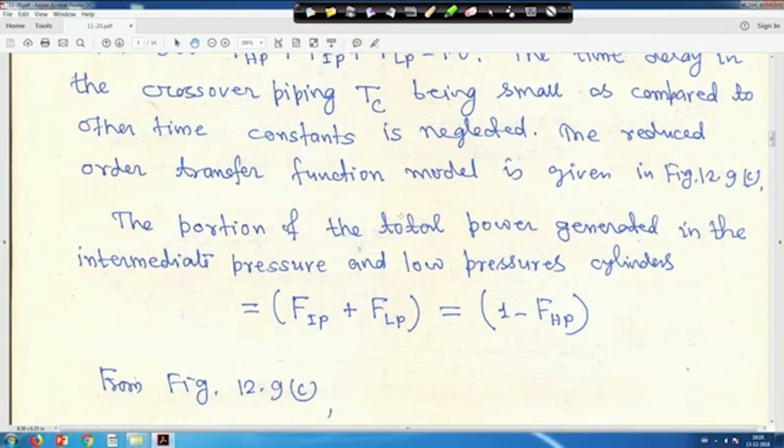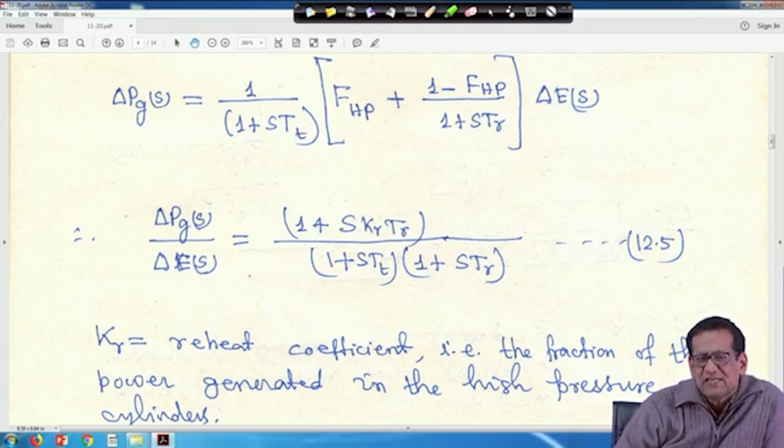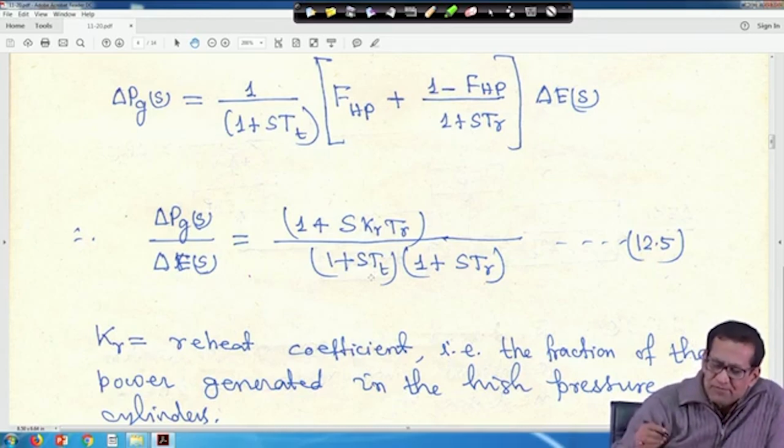So, from figure 9C, you can write ΔPG is equal to 1 upon 1 plus sT_T into F_HP plus (1 minus F_HP) upon 1 plus sT_R into ΔE_S. You go to figure 9.6 and easily you can write this. After simplification, ΔPG upon ΔE_S, where s is the Laplace operator, is equal to (1 plus sK_R T_R) upon (1 plus sT_T) into (1 plus sT_R).